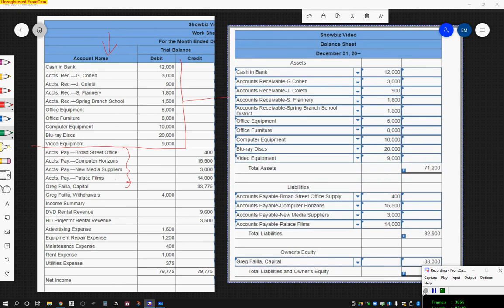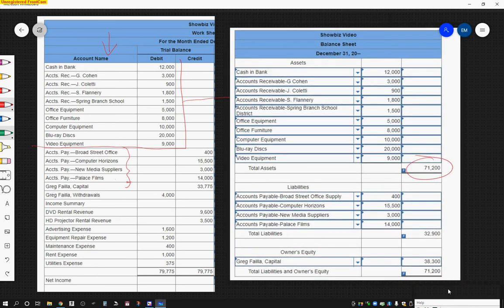Okay, this is the balance sheet. We've transferred the numbers from the trial balance, and we've put the number that we had generated off of the statement of changes in owner's equity in the Greg Falla capital number, the 38,300. And as always, assets equals liabilities plus owner's equity. So if you take the sum total of all the assets, you're going to come up with 71,200. If you take the liabilities of 32,900, add that to the ending capital balance that we gleaned from the statement of changes in owner's equity, that's going to give you $71,200. Does it balance? You're going to say yes, it does, and that makes us a very happy camper. That finishes the balance sheet side of it.